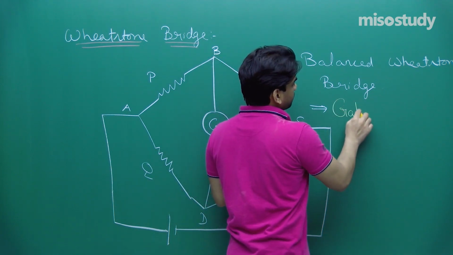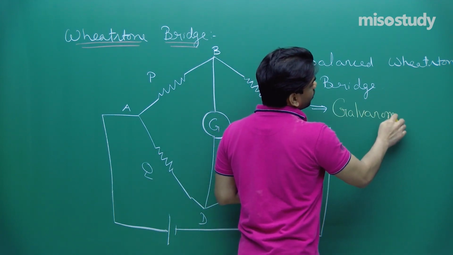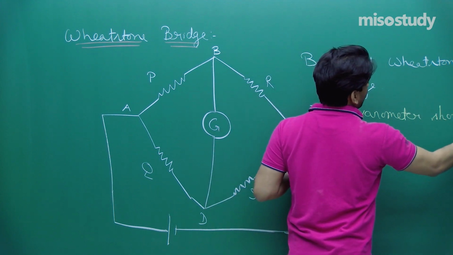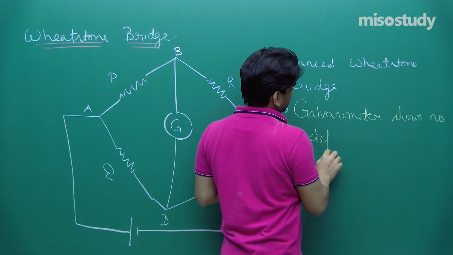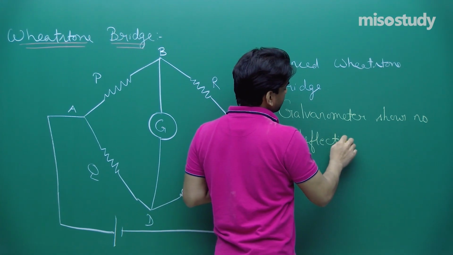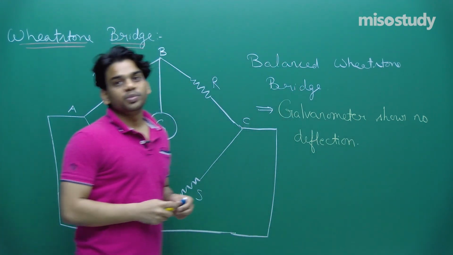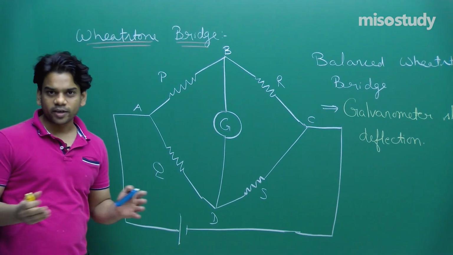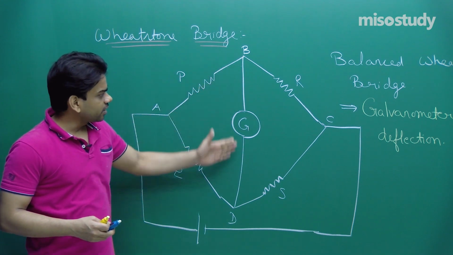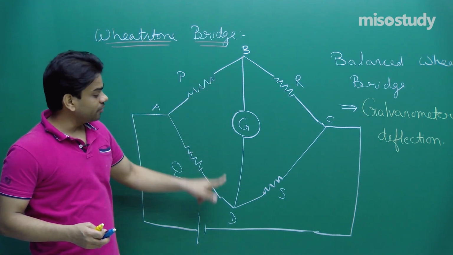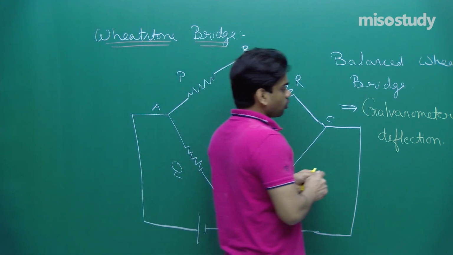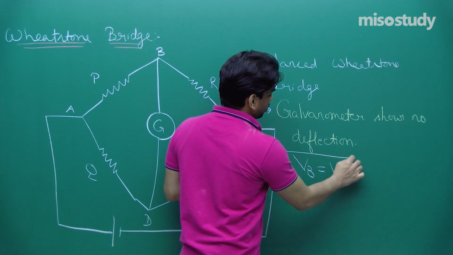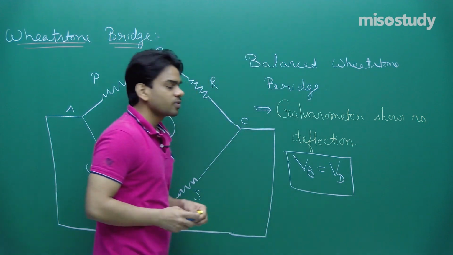Galvanometer shows no deflection. This is what will happen on connecting the galvanometer across B and D. As you can see, across B and D you connect it, you will be getting no deflection. It means there is no current flow through the circuit connecting the galvanometer. That means potential of B will be equal to potential of D. This is the condition for the balanced Wheatstone bridge.